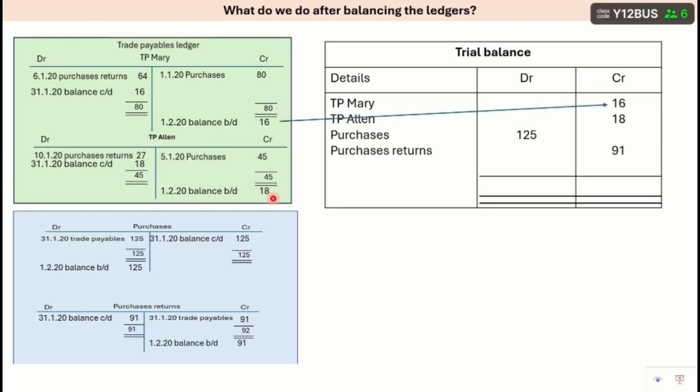TP Alan, a credit balance 18. Purchases, a debit balance 125. And then purchase returns, a credit balance of 91. Now if you balance the trial balance, debit side should be equal to the credit side, 125.